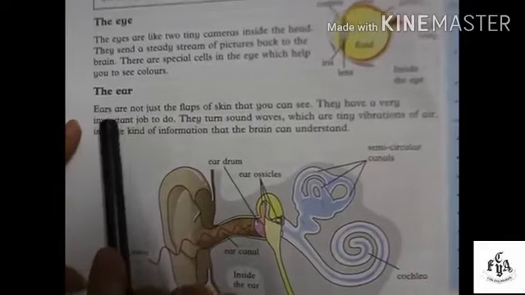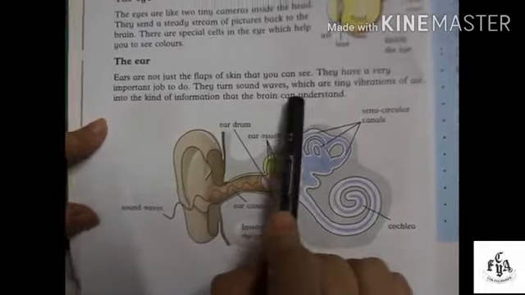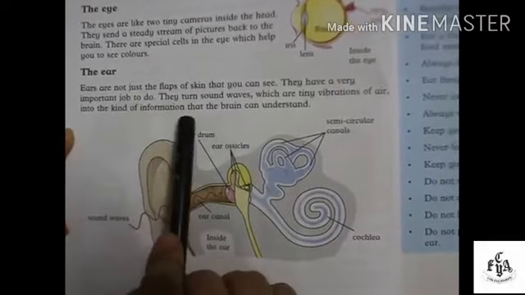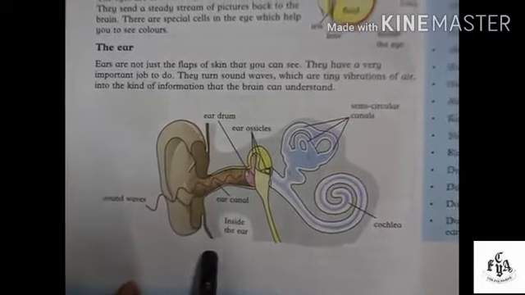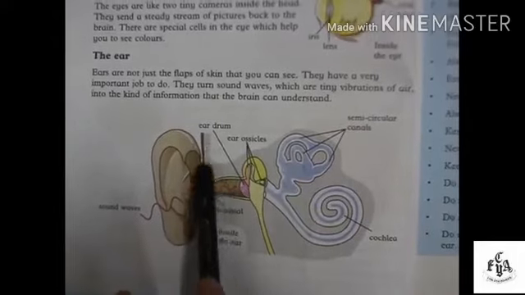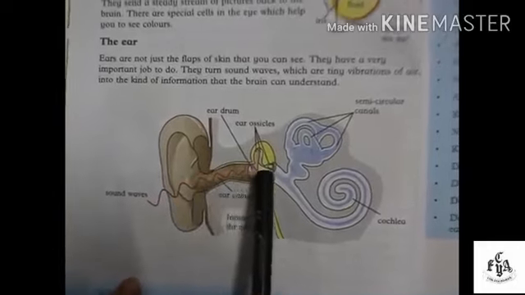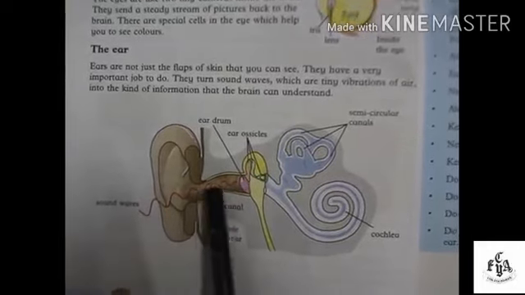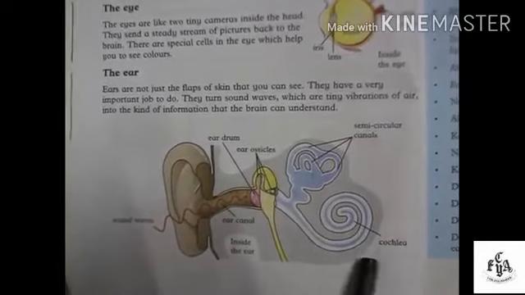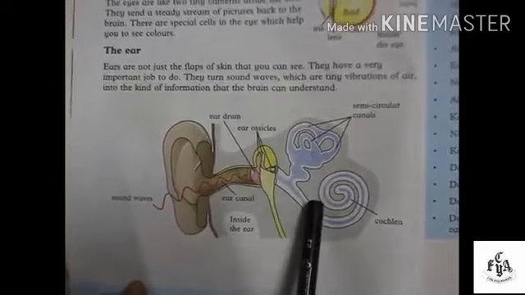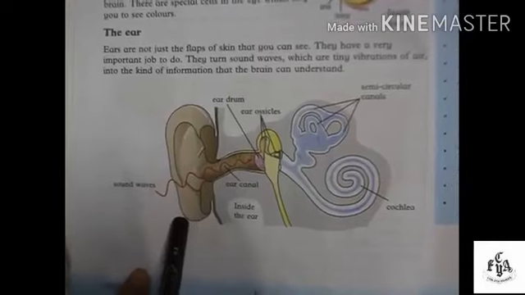Now come to the ear. Ears are not just the flaps of skin that you can see. They have a very important job to do. They turn sound waves, which are tiny vibrations of air, into the kind of information that the brain can understand. You can see in the picture there are different parts of the ear as well. Sound wave is coming here. It is striking first the eardrum. This is the eardrum. Now this is the ear canal by which the sound waves can pass. Then going to the ear ossicles, and there are some semicircular canals and the cochlea, and all the messages are sent to the brain, and we can identify what the sound is in the atmosphere.